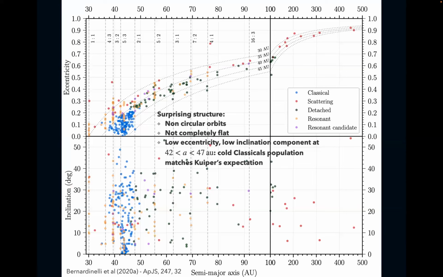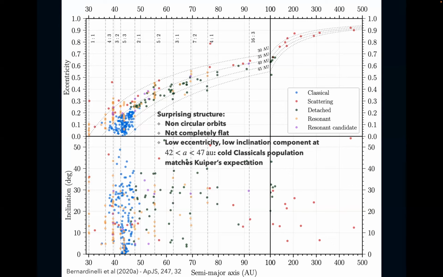Once we started discovering objects in this region, it became very clear that there was a lot more going on than what Kuiper expected. So here's a diagram of semi-major axis, which you can't see because it's being cut off, but that's okay, eccentricity and inclination. The key takeaway from this plot is that there's a lot going on. There are all of these sorts of dynamical effects that matter in this region. I will not talk about this in detail. If you're curious, you can come talk to me later.